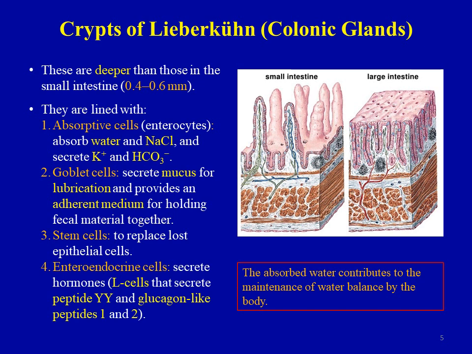Finally, we have the enteroendocrine cells, and we have the L cells that secrete peptide YY. This is a hormone that decreases appetite. We have glucagon-like peptide 1, which stimulates insulin release, and this will reduce blood glucose level. And we also have glucagon-like peptide 2, which promotes the growth of the large intestinal mucosa and also helps in the function of the gut.